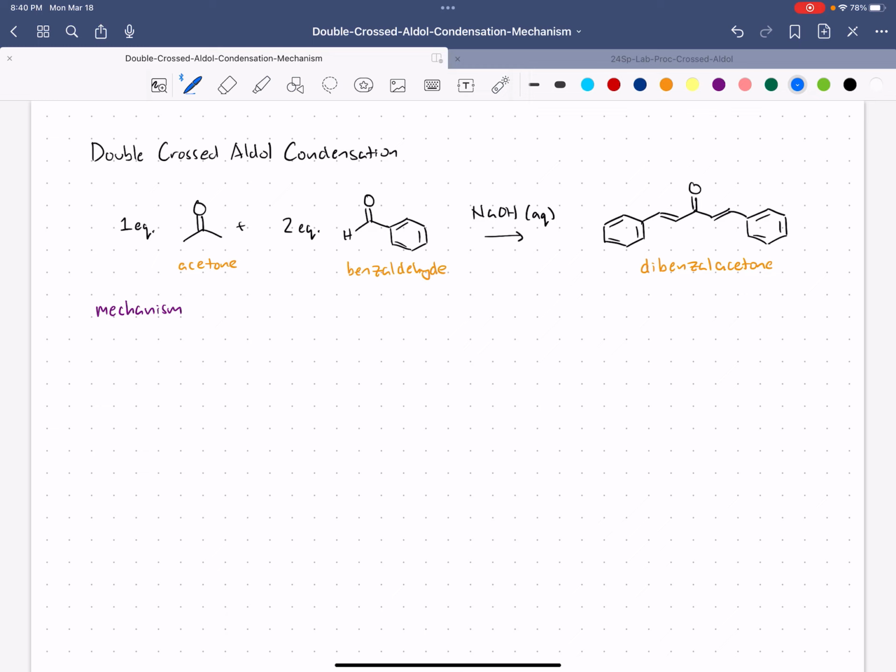Hello, I want to go through the mechanism for the reaction you'll be running in lab. It is a double crossed aldol condensation. Basically, we're going to do an aldol reaction, followed by a dehydration. It's between two different molecules, acetone and benzaldehyde, and that's why we call it crossed. And we're going to do it twice.